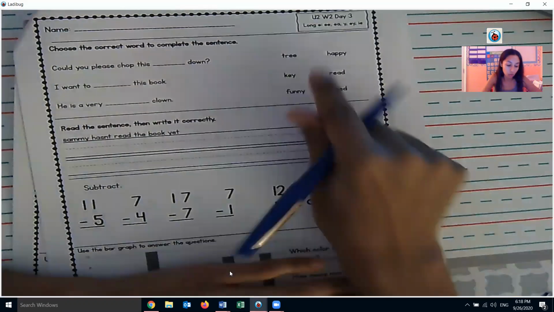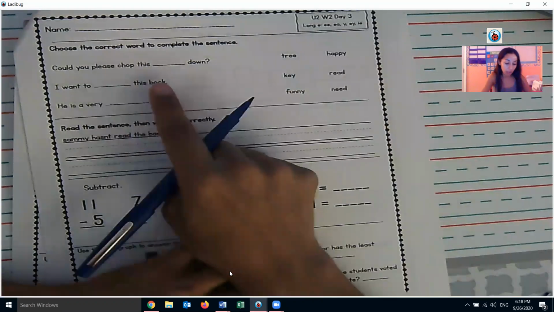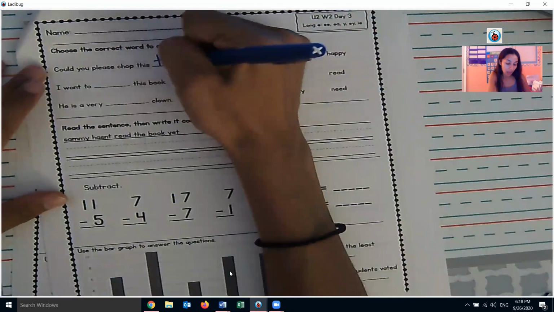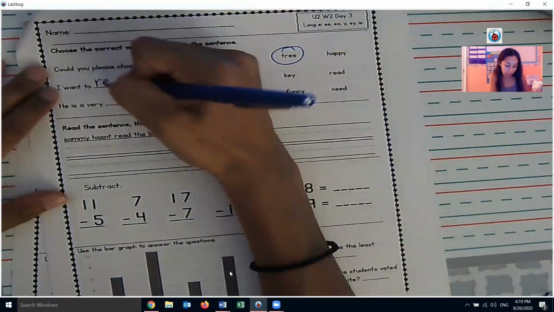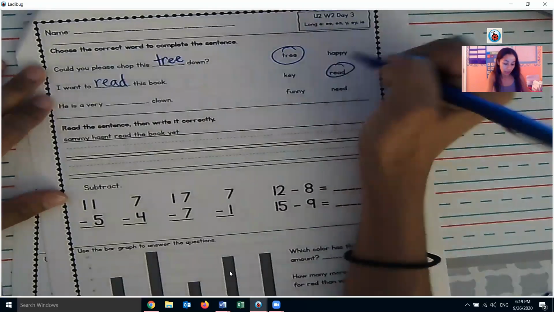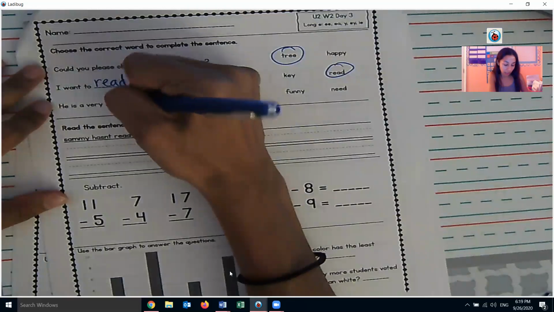So here it says, choose the word to complete the sentence, so either tree or happy. Could you please chop this tree down? I want to read this book. He is a very funny, neat clown. So this one, funny.